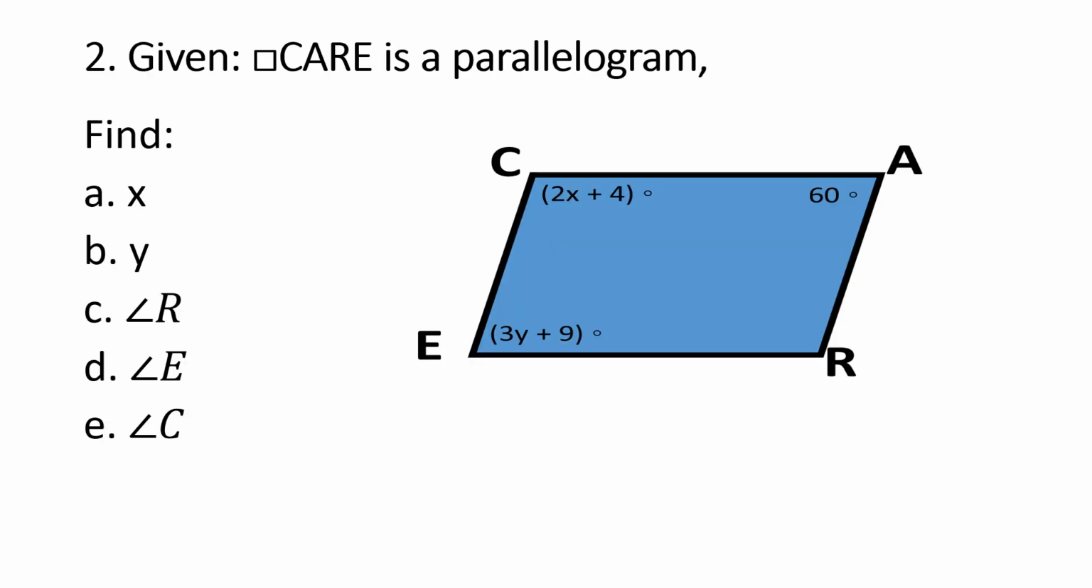Let's have another example. Given CARE is a parallelogram. Angle C is 2x plus 4 degrees. Angle A is equal to 60 degrees. And angle E is equal to 3y plus 9 degrees. So find A, the value of x, B, the value of y, C, the measure of angle R, D, the measure of angle E, and E, the measure of angle C.